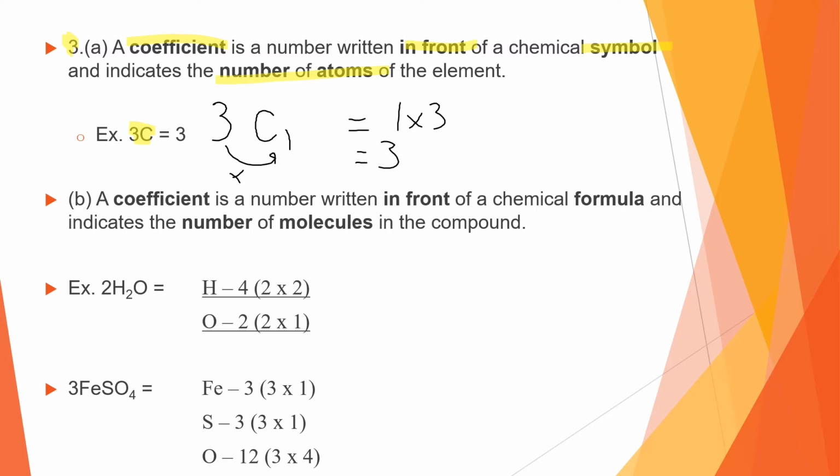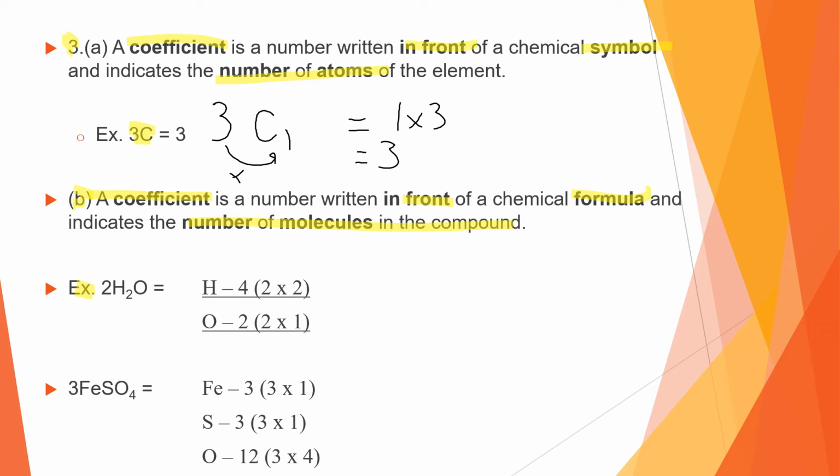Part B says, a coefficient is a number written in front of a chemical formula and indicates the number of molecules in the compound. These ones are getting a little bit more difficult. If you look at this example, we have 2 H2O. That first 2 is the coefficient, and it represents the fact that there are 2 water molecules, 2 molecules of H2O.